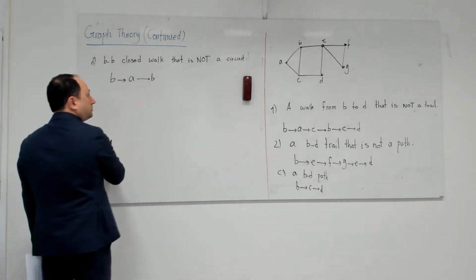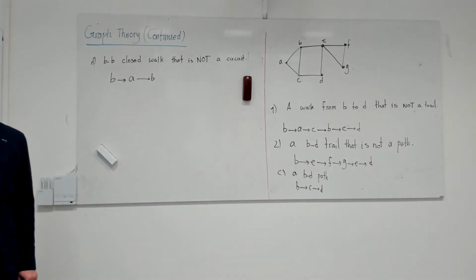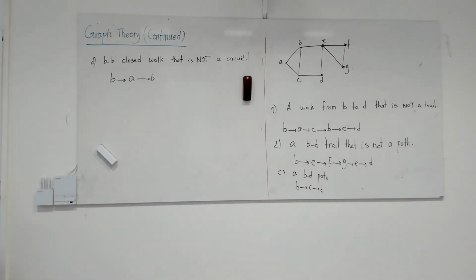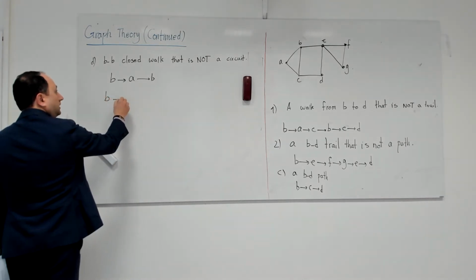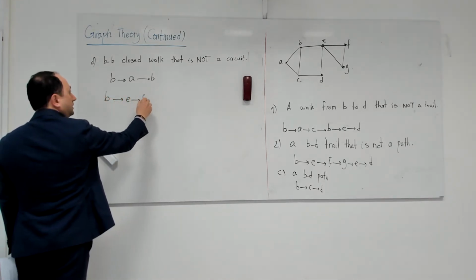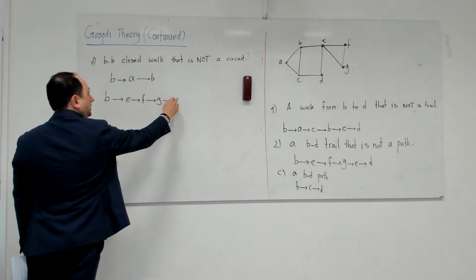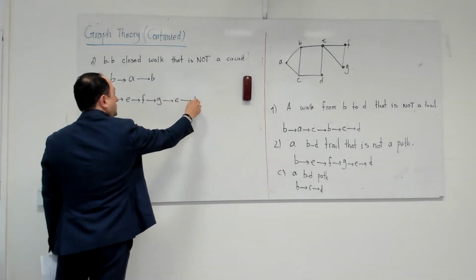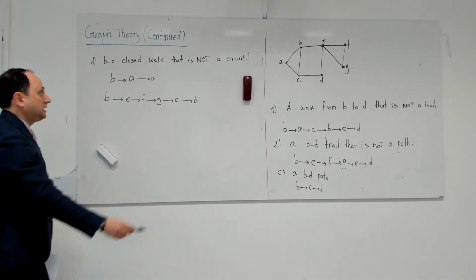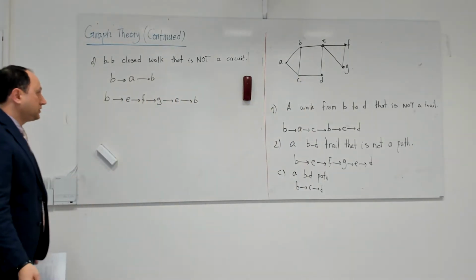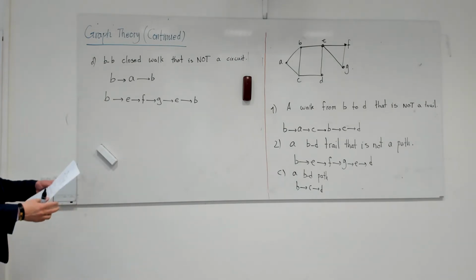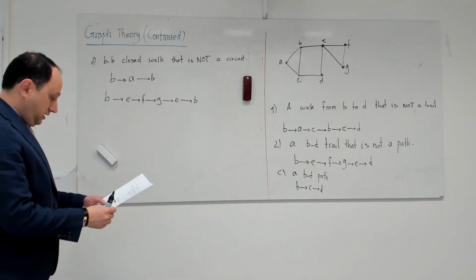But if I want to give another example, what can I give? Yes? B, E, F, G, E, B. So B, E, E, F, F, G, G, E, E, B. At least we see that this edge is being repeated, yes? So it's a closed walk, but an edge is repeated. So that's also correct.